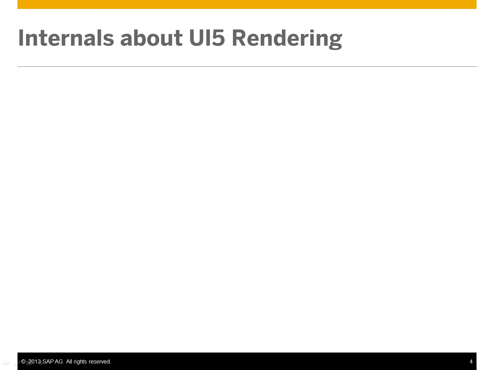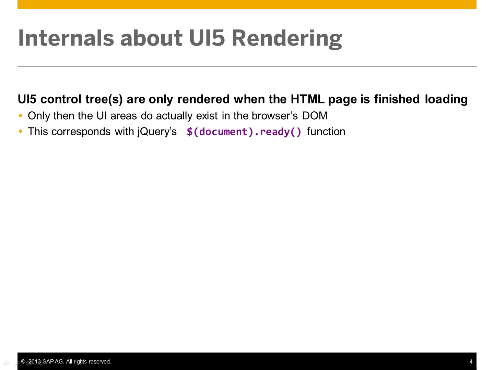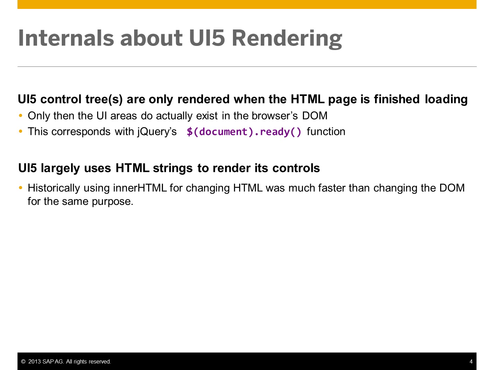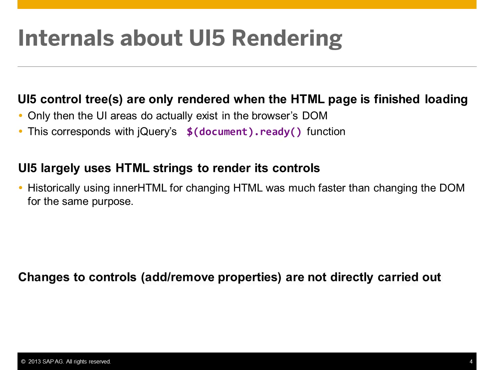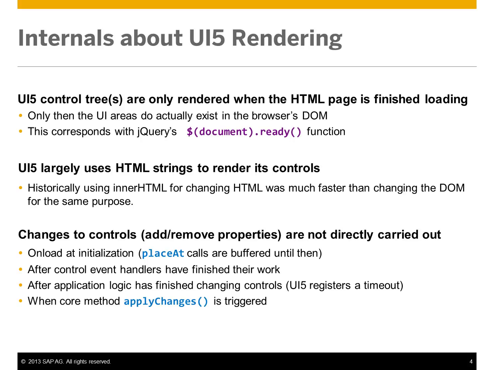The UI5 control trees are only rendered when the HTML page is finished loading. UI5 largely uses HTML strings to render its controls. And changes to controls, like adding and removing properties, are not directly carried out. They will take place during onload and initialization, when applyChanges is called, and so forth.